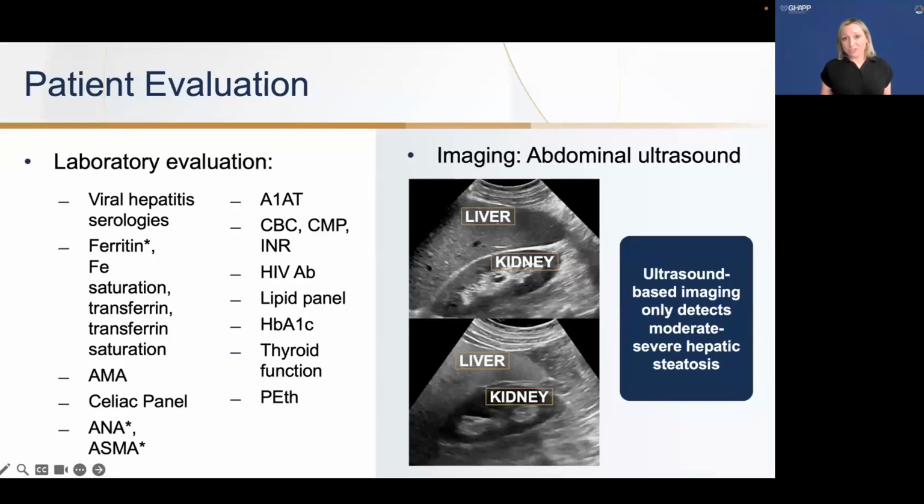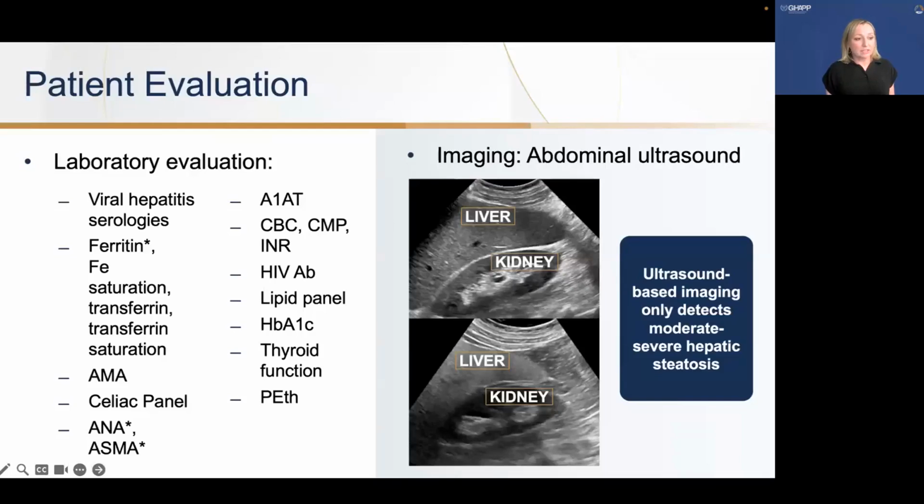And then abdominal ultrasound, of course, is really helpful. And oftentimes this is already done. And this is what caused the red flag to wonder if this patient has steatosis. And so on ultrasound, you're going to see an increase in echogenicity in the liver that suggests steatosis.